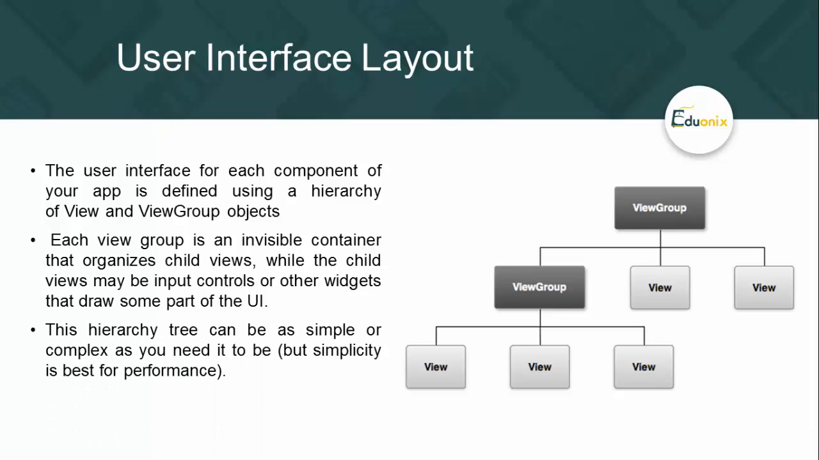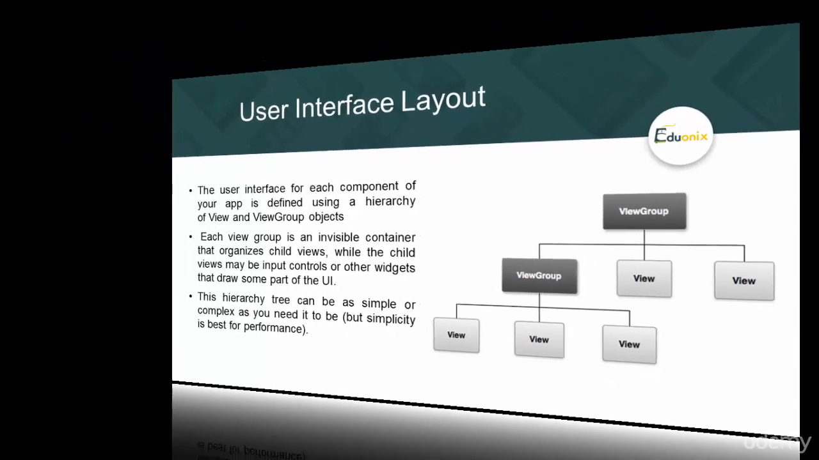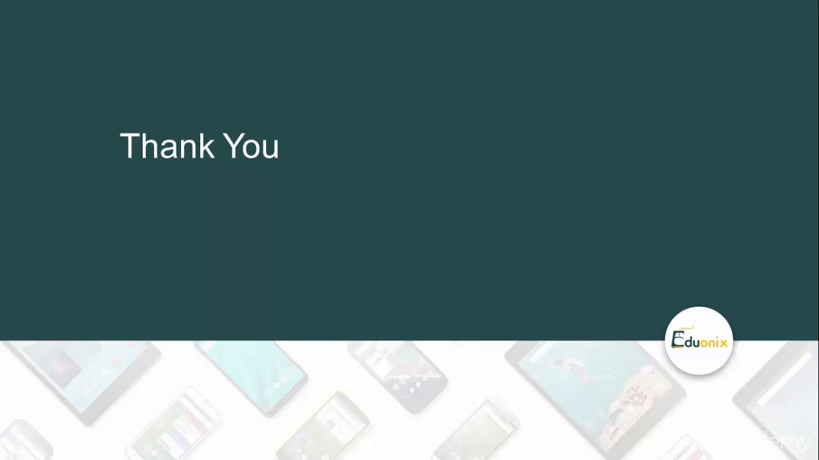This hierarchy tree can be as simple or as complex as you need it to be, but simplicity is best for performance. We can use different types of views and view groups, so we need to arrange them in a simple manner to get the best performance out of the app. This concludes our discussion of views.